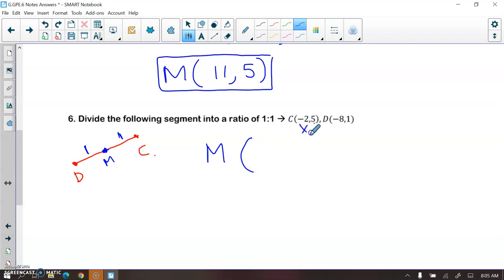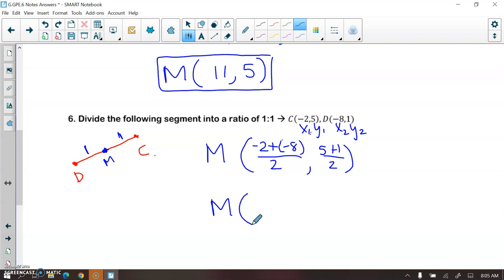So labeling my points x1, y1, and x2, y2. I have an x1 value, which is negative 2, plus my x2 value, which is negative 8, divided by 2. And then my y1 value plus my y2 value divided by 2. So my midpoint, negative 2 plus negative 8 is negative 10, divided by 2 is negative 5. And 5 plus 1 is 6, divided by 2 is 3.